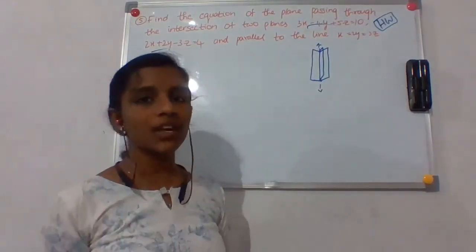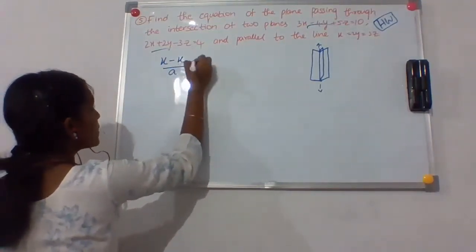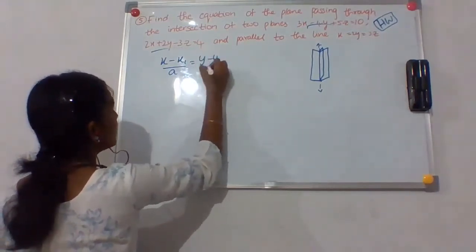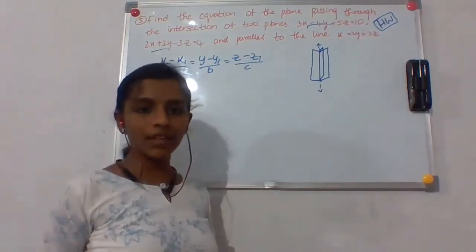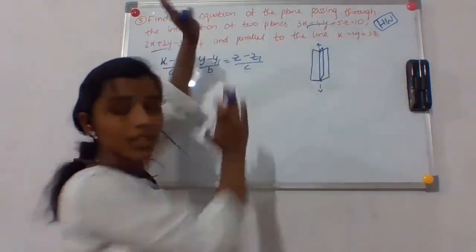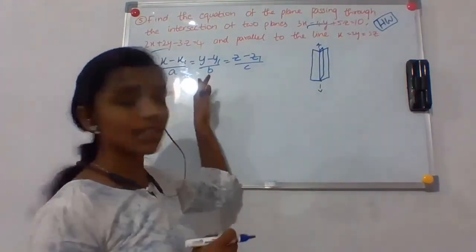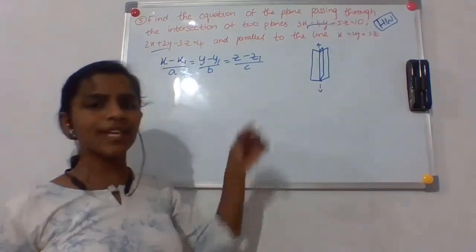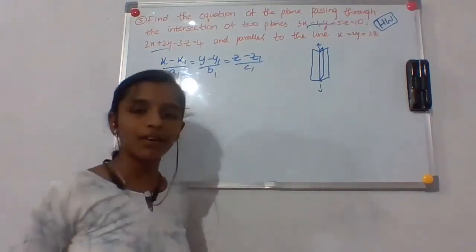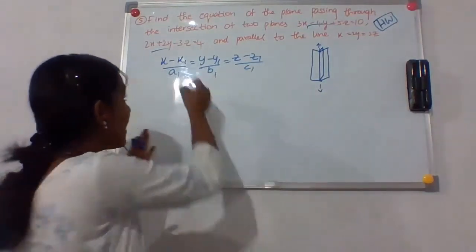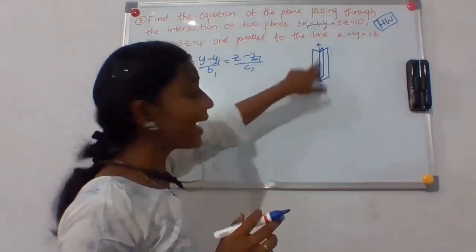So if you change it, how do you get the equation of the line? That is (x - x1)/a = (y - y1)/b = (z - z1)/c. Is this the symmetrical form of a line? Using these two equations, we are going to convert the unsymmetrical form of a line to symmetrical form. Let the direction ratios be a1, b1, c1. Now this x1, y1, z1 is a point on this line of intersection, right?